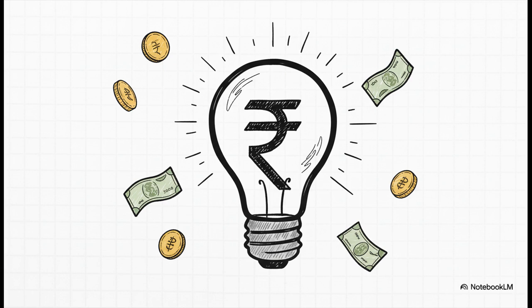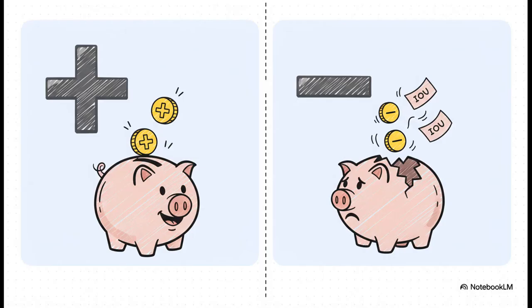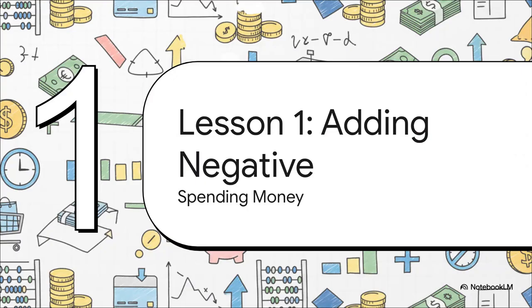So let's begin. Okay, so let's get right into it. This slide here shows the most important rule for today. Think of it this way. Positive numbers, that's the money you have in your pocket, right? The money in your piggy bank. It's all yours. But negative numbers, well, that's a debt. It's money that you owe to someone else. Simple, isn't it? Positive is what you have, negative is what you owe. Got it? Good. Let's put this into practice now with our very first lesson.